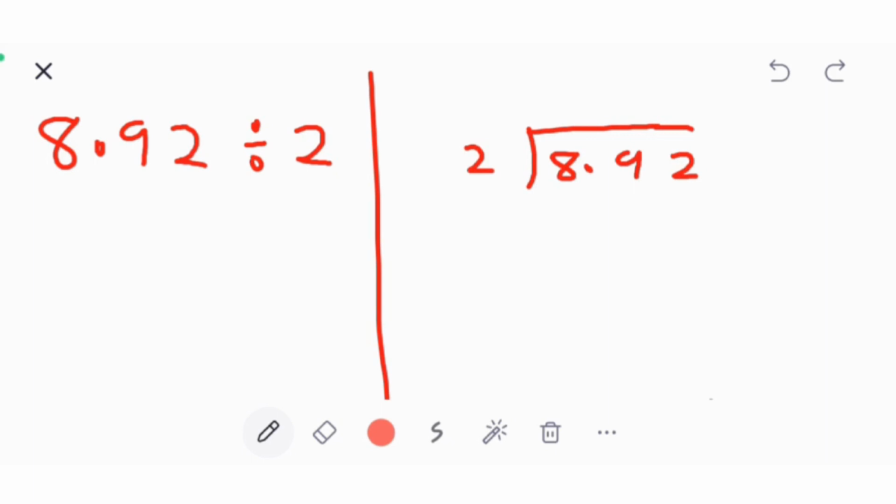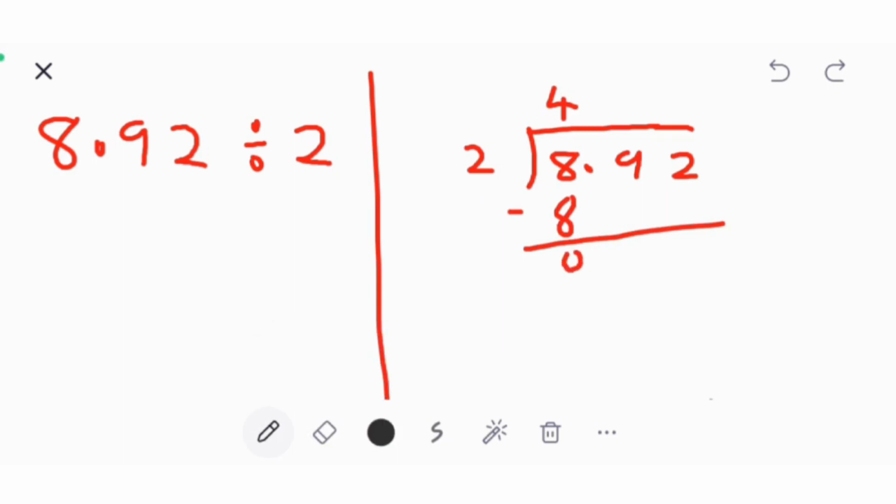Then you start with the first digit. The first digit here is 8. I always start with the first digit. Then you ask yourself, how many times can 2 go into 8? Or you can say, what is 8 divided by 2? 8 divided by 2 is 4. Write 4 at the top. Then you multiply. 2 times 4, that gives 8. Then you subtract. 8 minus 8, you have 0.